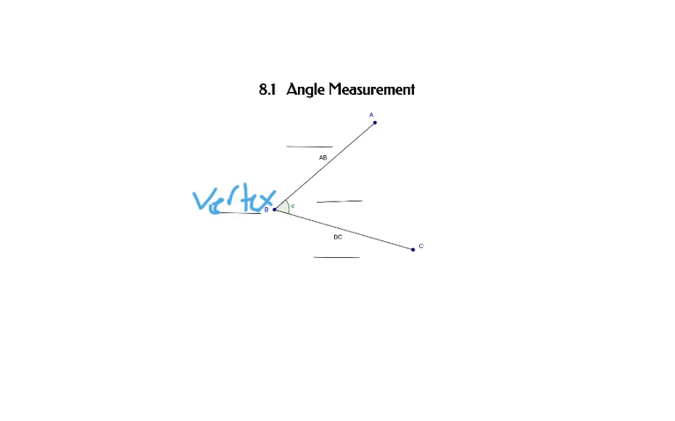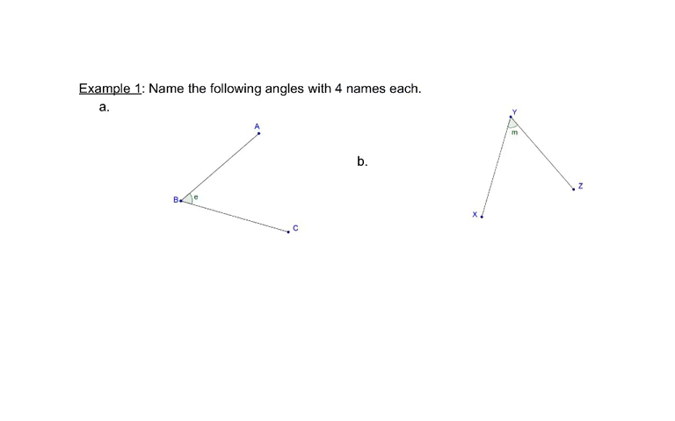The lines, or the sides, of the angle are called sides. And the angle is actually the space that's in between those two sides in here. We can name angles in several different ways.